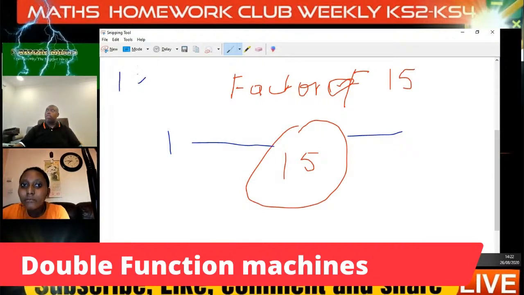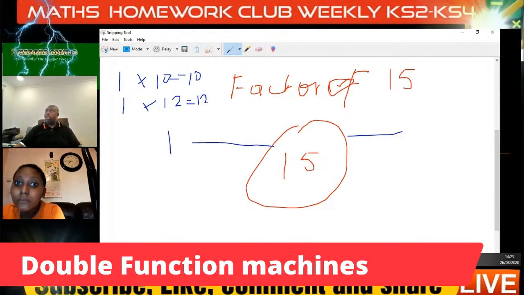Okay, Denzel, what's 1 times 10? Focus. What's 1 times 10? 10. Thank you very much. What's 1 times 12? 12. Okay. Now go back to this. What number times 1 equals 15? 1 times 15. Thank you very much. So the 1 always links with this number.